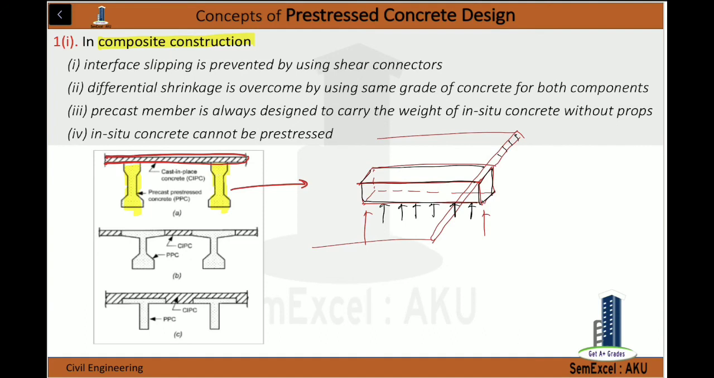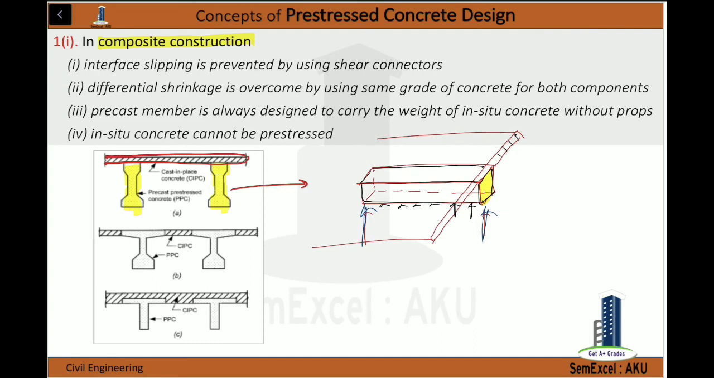But in the second case, if there is no prop, meaning only two supports, this support and this support, and the middle support is not there, in that case we have to design this member so that this section can withstand the load of the slab. Right? Hope you got an idea about the composite construction. So let us see the options.